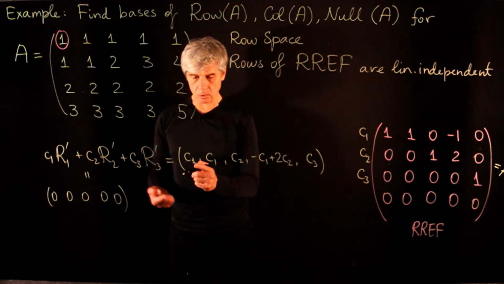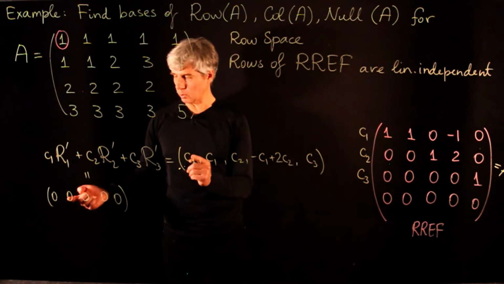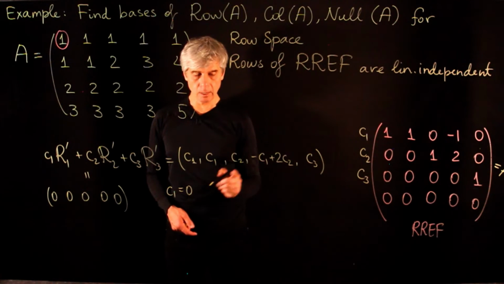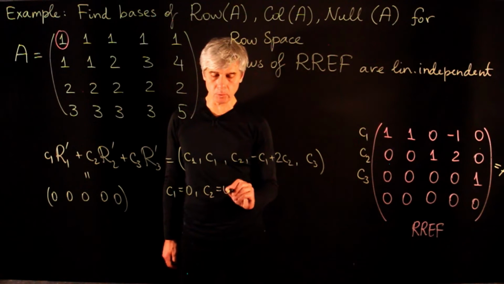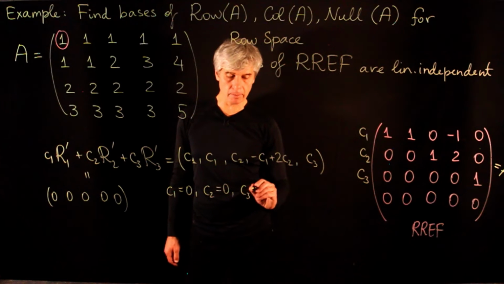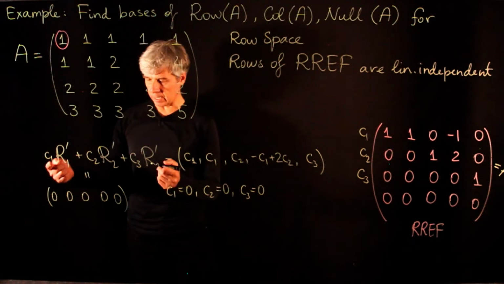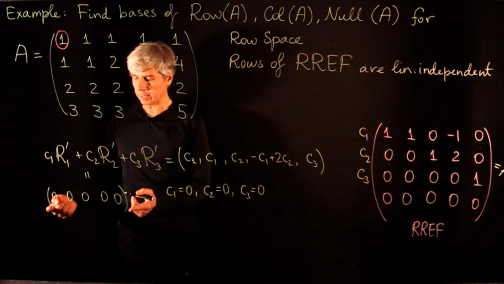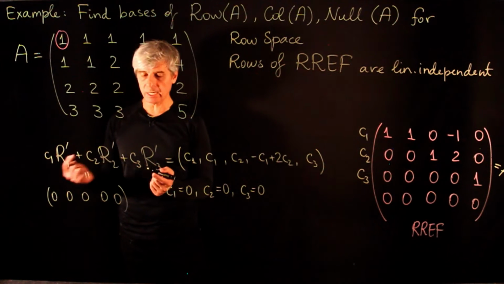But what does it mean? So this means that if we equate these two vectors, looking at their first components, we see that C1 must be equal to 0. Looking at the third component, we see that C2 must be equal to 0. And looking at the last component, we see that C3 must be equal to 0. So this tells us that the only linear combination of these 3 rows that is equal to the 0 row is when all coefficients are equal to 0.